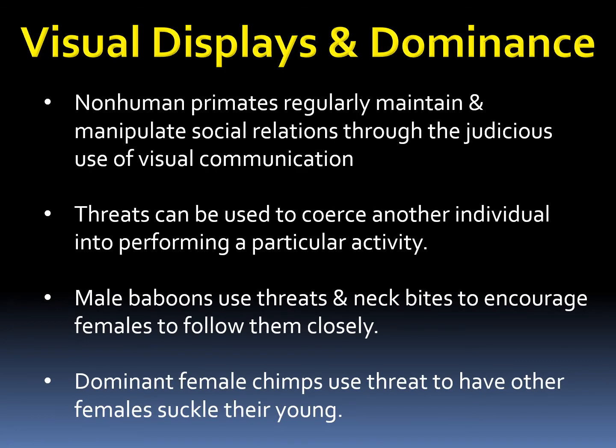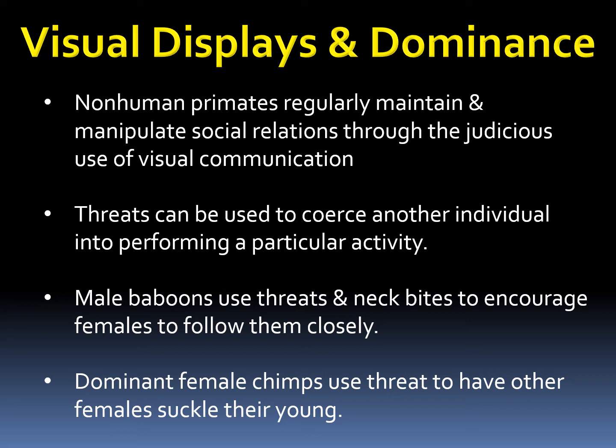So let's take a look at visual displays and dominance. Non-human primates regularly maintain and manipulate social relations through the judicious use of visual communication, right? Threats can be used to coerce another individual into performing a particular activity, and male baboons use threats and neck bites to encourage females to follow them more closely so that other males don't steal them away. A dominant female chimp can actually use threat to have other females suckle their young, right?